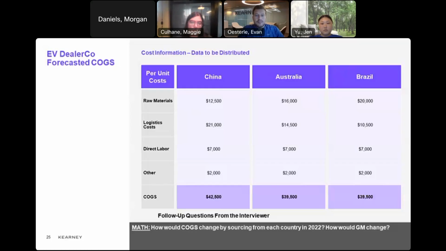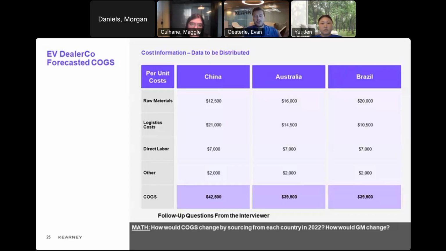And now we can see China is actually more expensive than Australia and Brazil. So it makes sense why this was a problem for the client. They saw the raw materials cost was lower, and they weren't factoring in these exploding logistics costs. And so we see Australia and Brazil are both actually better options.